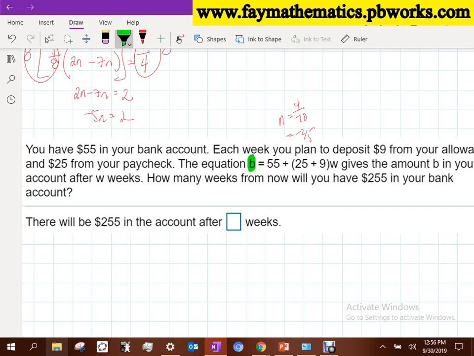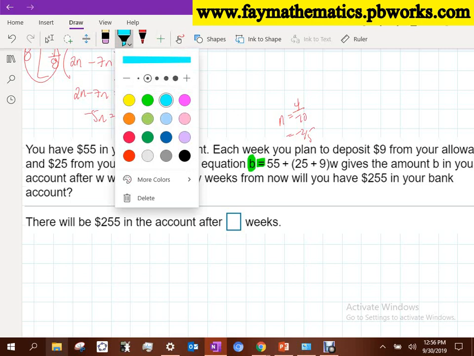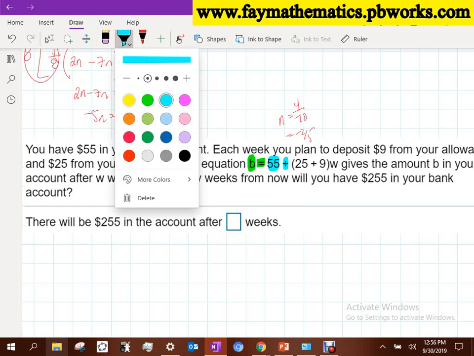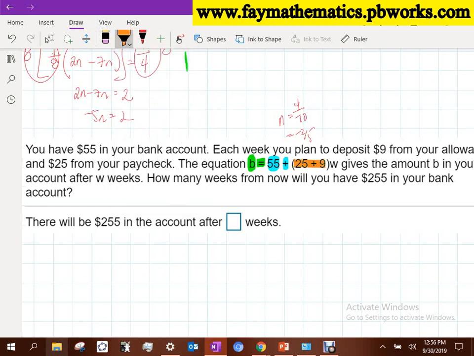Your bank account's amount will be your original $55. But you're going to add to that 25 plus 9. So 25 plus 9 comes from 25 from your check, 9 from your allowance, but you're going to do that every week. So in the first week, W would be 1, and you'd be adding 34 bucks. The second week, you would have had 25 plus 9 for week 1, but then you also have another 25 plus 9 for week 2. Does that make sense? So that's why that W is getting multiplied there.